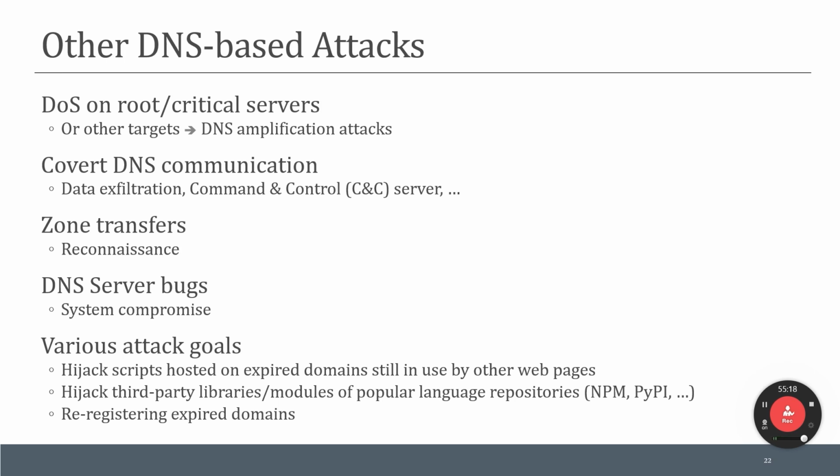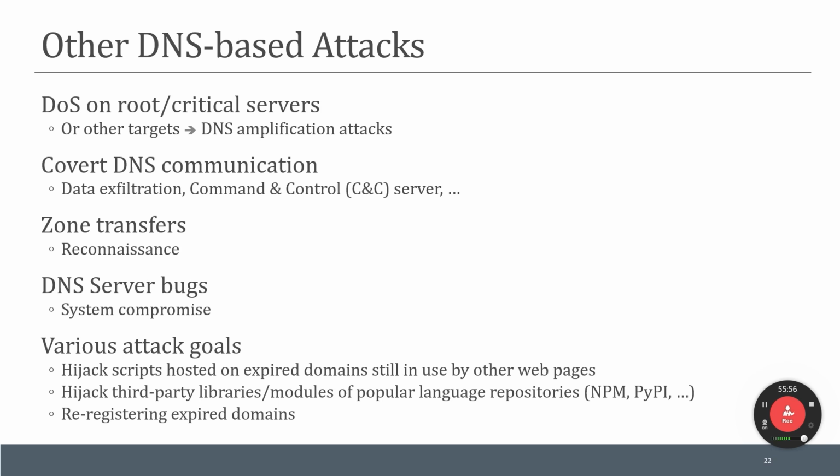If you think about the command and control server, the botnet sends DNS packets. Inside the DNS packets, there is a hidden message, and it's possible to exfiltrate data through these covert DNS messages. And zone transfer, this is the one that I explained in previous slides. And DNS server bugs. These bugs can be exploited. This is system software security, to compromise the system.